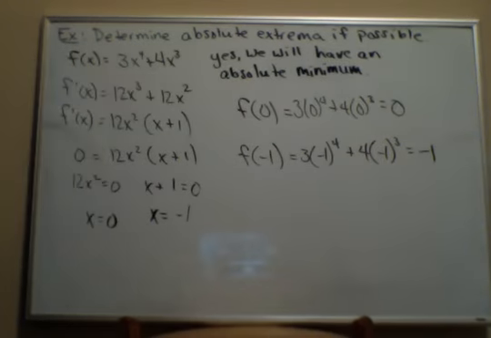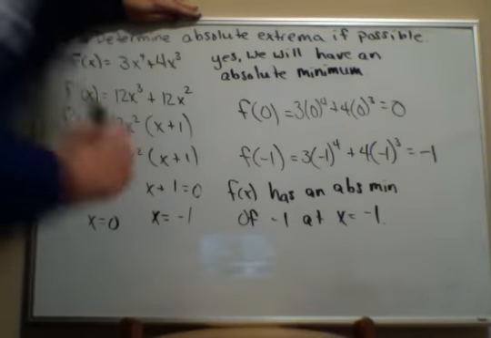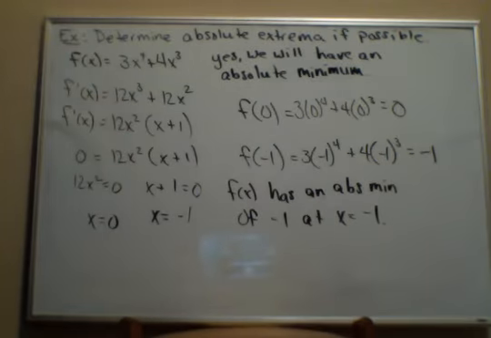Okay? And since this is the smallest value and we know that we're looking for an absolute minimum, we will say f of x has an absolute minimum of negative 1 at x equals negative 1. So we just found an absolute extrema on an open or infinite interval.